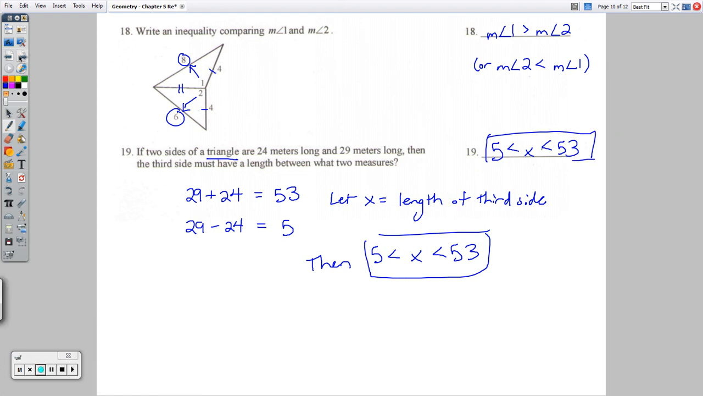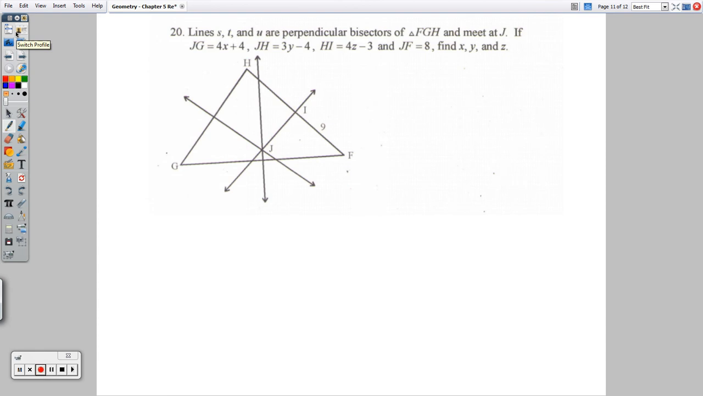If we look at which on yours is the last page, number 20, S, T, and U are perpendicular bisectors of triangle FGH, and they meet at J. So J, if they're perpendicular bisectors, that's peanut butter can, that's the circumcenter right there. If they're perpendicular bisectors, we can also put these sort of markings in the picture. So that's congruent to that, and also we got perpendicular there. This one's congruent to this one. And JG, so from J to G is 4x plus 4. I'm going to draw that in the picture here.